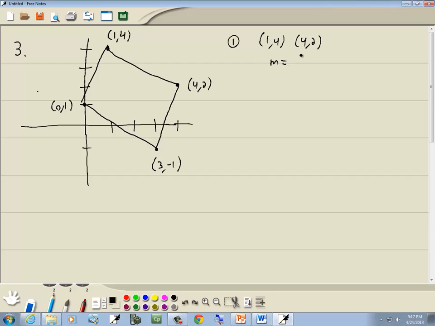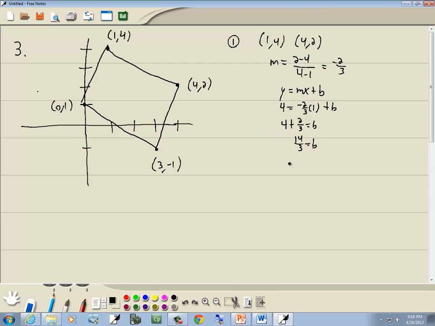Well, first thing we do is find m. So change in y: 2 minus 4 over 4 minus 1, which gives us negative 2/3. And we've got y equals mx plus b. I'll choose this first point, (1, 4). Plug this in for x, this in for y. So we've got 4 equals negative 2/3 times 1 plus b. Take that over there, we get 4 plus 2/3 equals b, which is a mixed number. 4 times 3 is 12, plus 2 is 14, so we get 14/3 equals b.